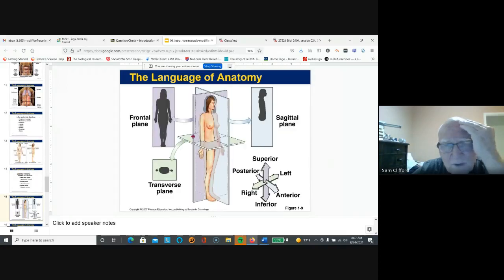So here's a frontal plane. This right here divides your body into an anterior and posterior segment. Sagittal plane divides your body into right and left. Transverse divides you into a superior portion and an inferior portion. So you should know the meaning of sagittal, frontal, and transverse.